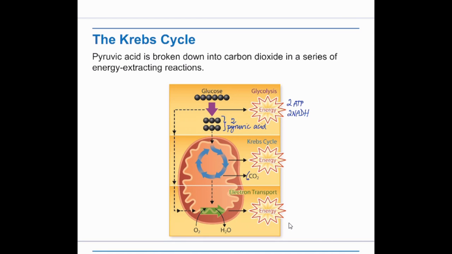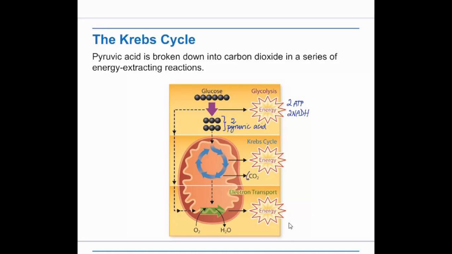The Krebs cycle is the second of the two steps in cellular respiration. In the first step, glycolysis, glucose was broken down into two 3-carbon molecules called pyruvic acid in the cytoplasm of the cell, indicated here by a big yellow square. And in breaking it down, cells are able to retrieve a little bit of energy in the form of ATP and NADH. And they can do this in the absence of oxygen.